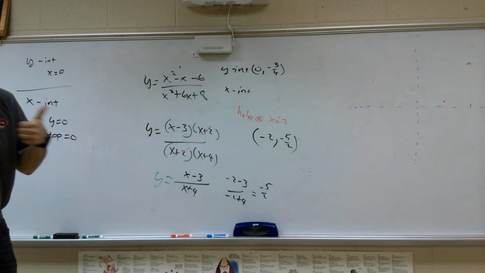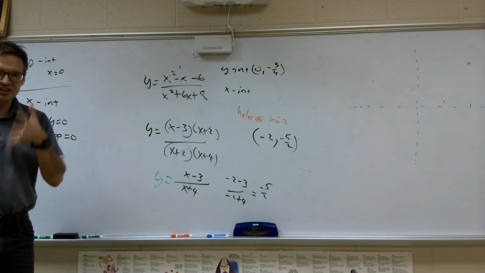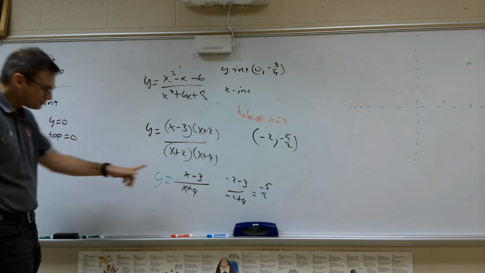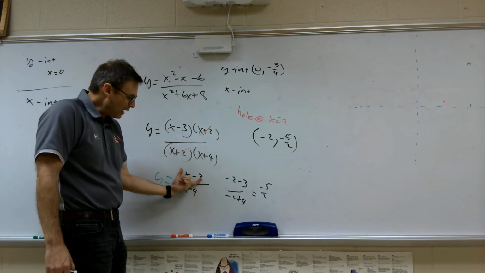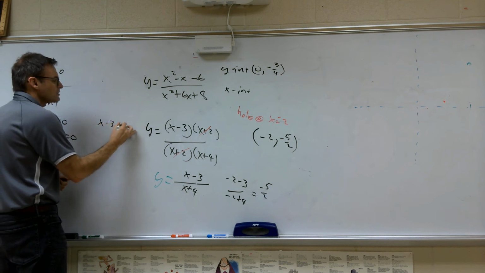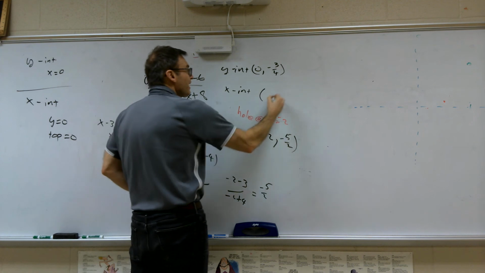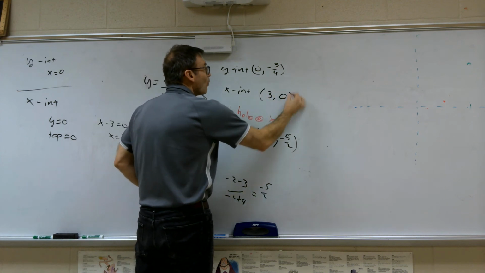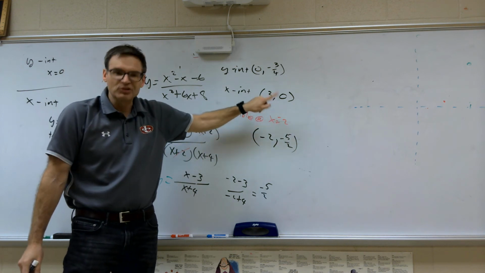I like that. Someone put a coordinate. Remember, your x-intercept is not just a value, it is a coordinate. So we set the top equal to 0. And if I set the x minus 3 equal to 0, we find out that x is equal to 3. So we know that the x value is 3, and then the y value is 0. So we find our x-intercept is the coordinate 3, 0.